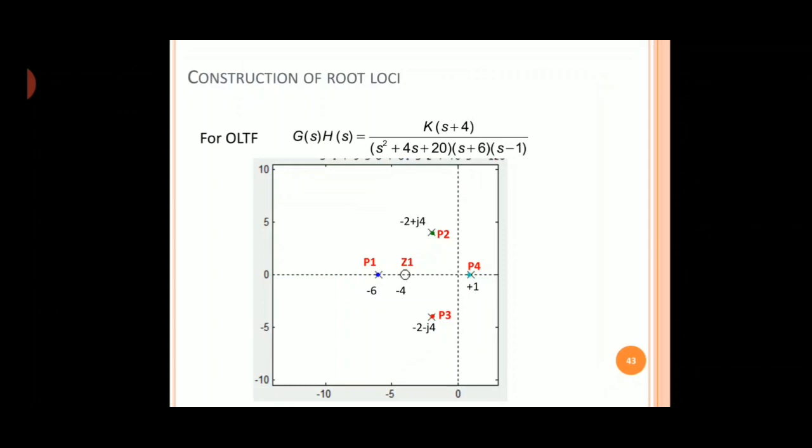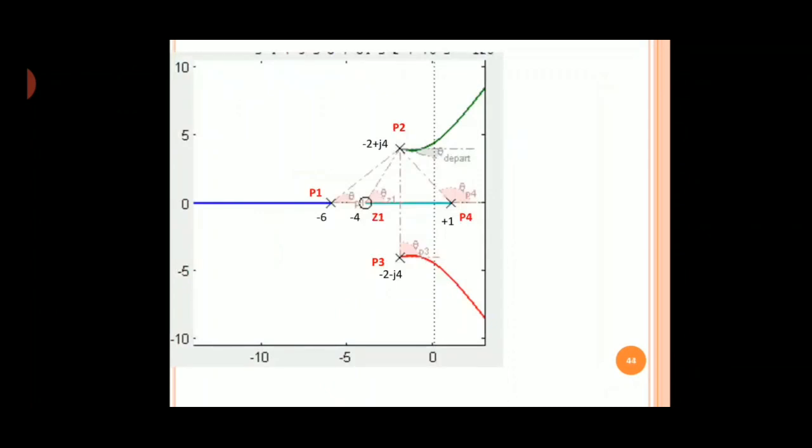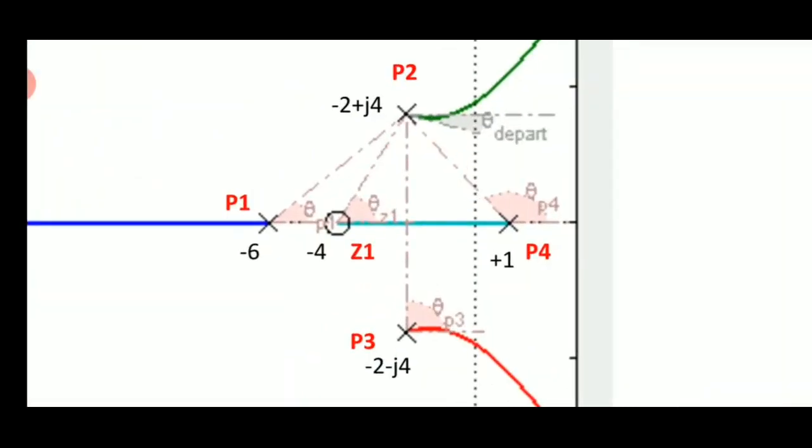So I name these poles as P1, P2, P3 and P4, as they are marked on the graph, and I name the zero as Z1. Now I need to calculate the angle contributions. Now what is the step? First connect all the other.